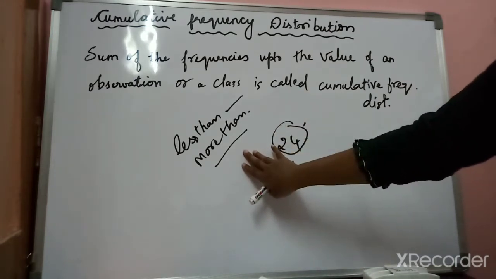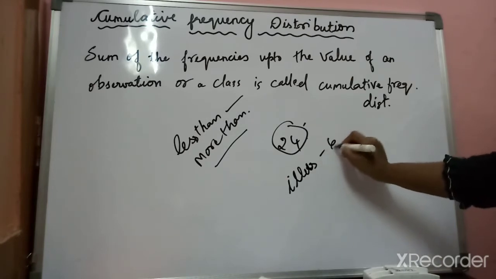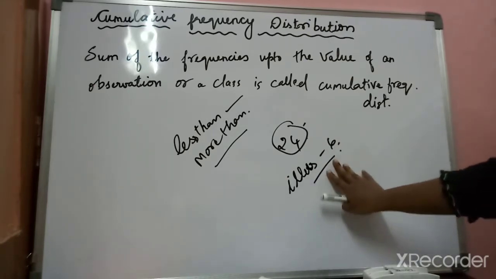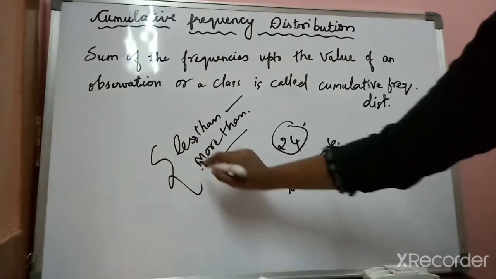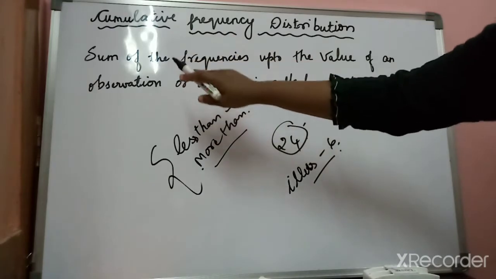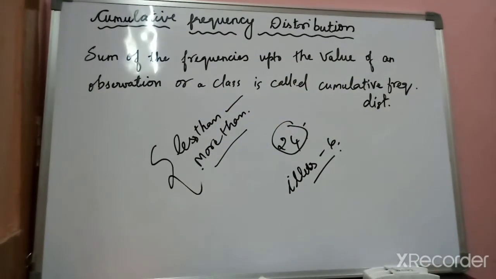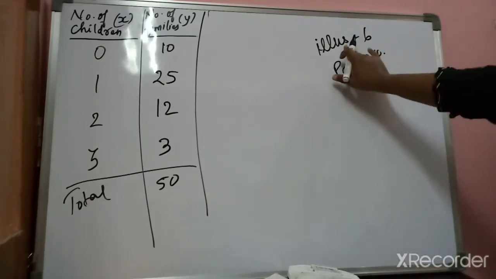Now let's do illustration number 6, which is asking to find out the less than type as well as the more than type. So from this it would be more clear to you about these two concepts and the cumulative frequency also. Clear? So now let's do it. Take out page number 24, illustration number 6.